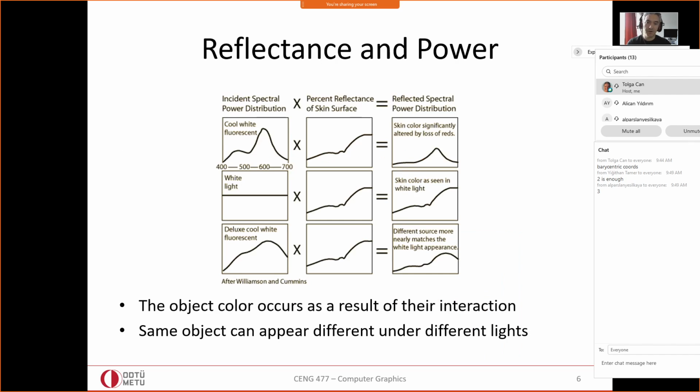As I said, this is too much detail, unnecessary for the simple model that we are going to use. If you're interested in computer graphics and want to do something better than the simple model we use in this introductory course, you may want to learn this material, because it really shows the physics of what happens in reality. As we already know, the object color occurs as a result of the interaction of the reflectance properties of the object and the power or intensity of the light.